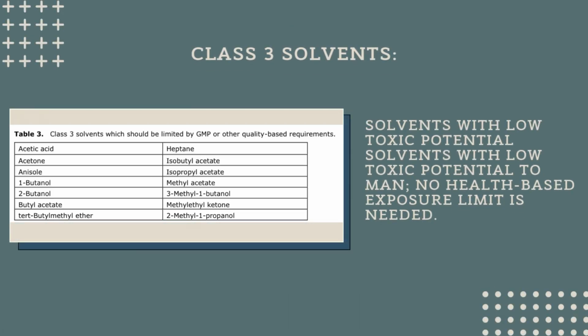Class 3 solvents are the solvents that may be used in manufacture with confidence because they are solvents with low toxic potential to man, and there are no health-based exposure limits for them.